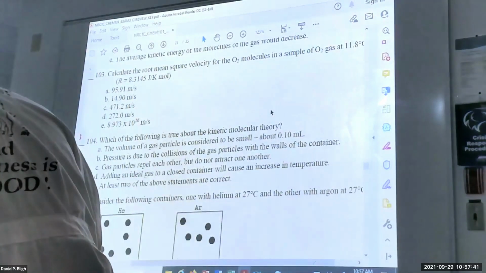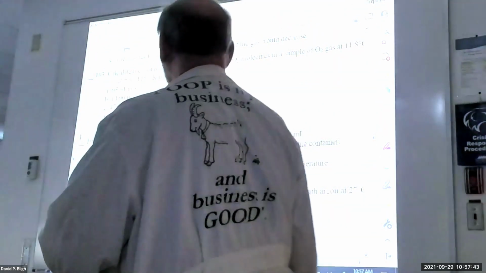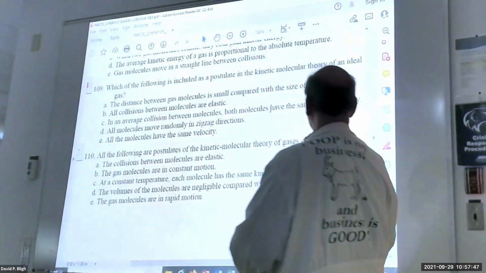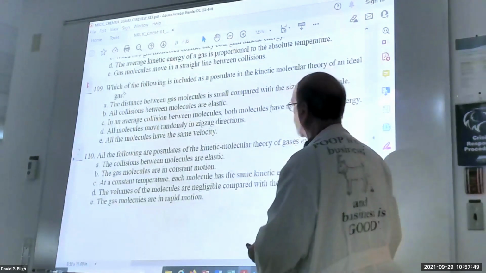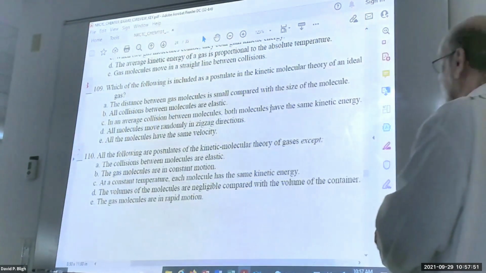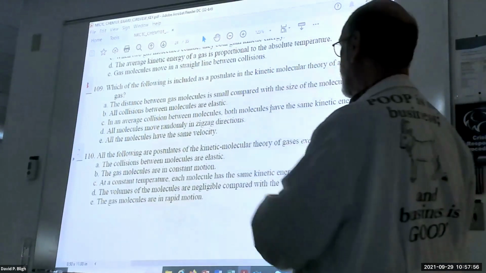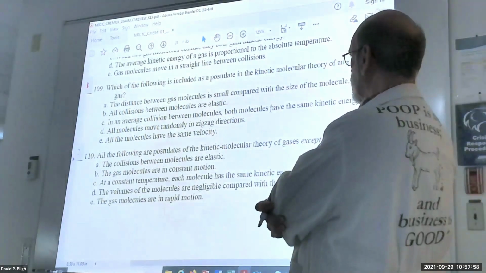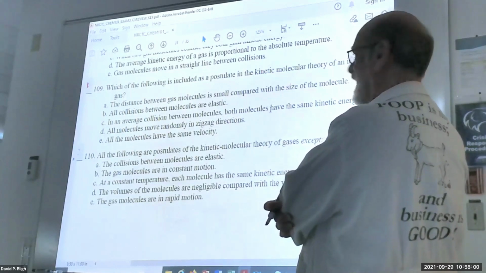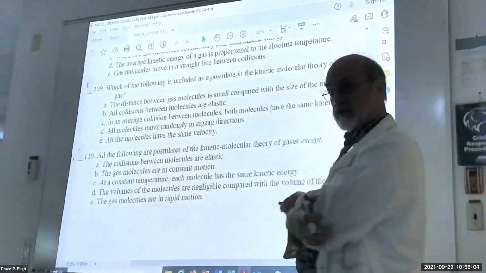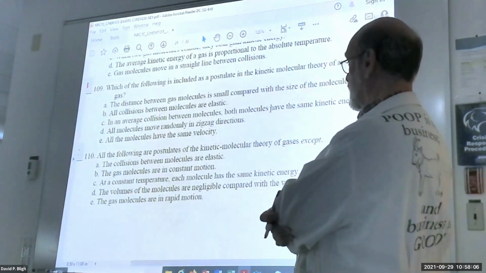Okay. 109. We ought to be getting close to the stopping point here in a minute. Which of the following is included as a postulate in the kinetic molecular theory of ideal gas? All right. The distance between gas molecules is small compared to the size. It's just the other way around. The distance is huge compared to the size of the molecule.